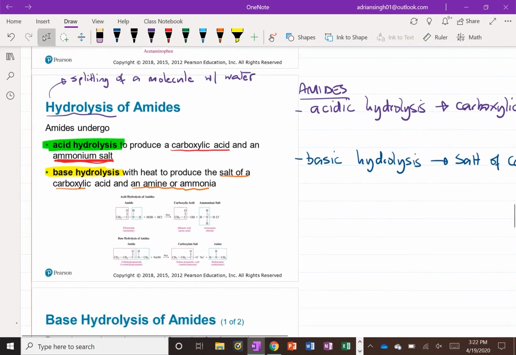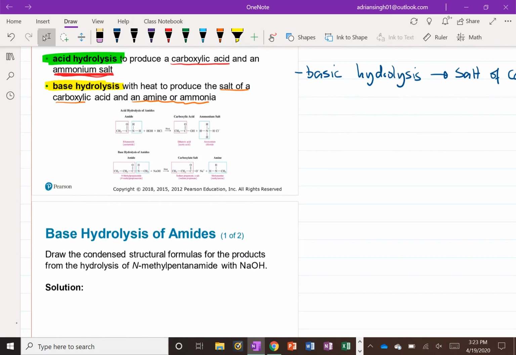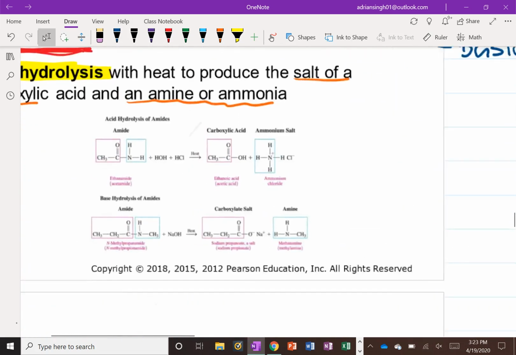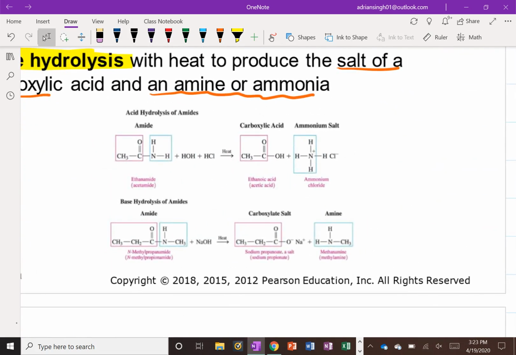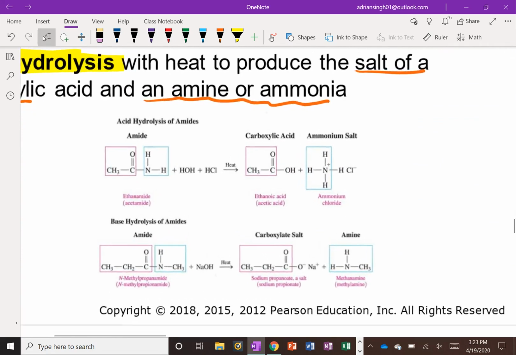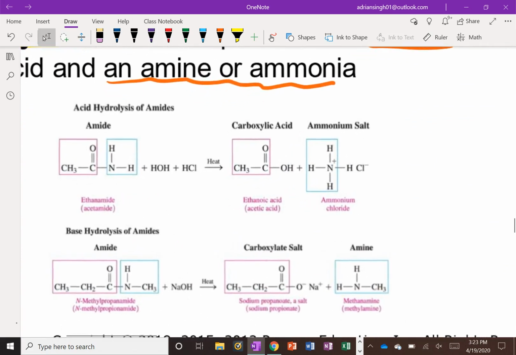All right, so let's take a look at a couple examples of these, and then we'll practice a couple of them as well. Here we have our acid hydrolysis of this amide, and this is ethanamide, or acetamide. We actually drew this before. Just as we saw with the esters, we're going to break that amide bond right after the carbonyl. So we're going to split it right down the middle.